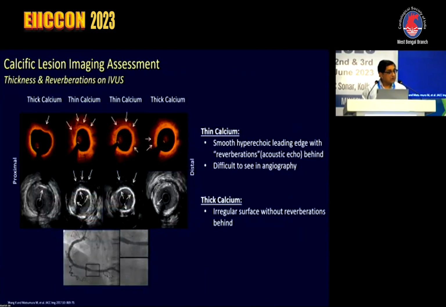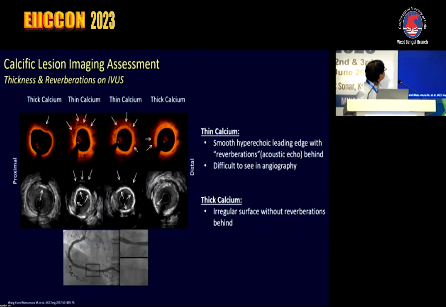We now have OCT, which we know has a better resolution than IVUS, and it has certain advantages over IVUS. I'm going to show you the comparison between OCT and IVUS here. The main advantage of OCT is when you are assessing thick calcium. In IVUS, what you find with thick calcium is you cannot see anything beyond it. But in OCT, you will be able to see something.